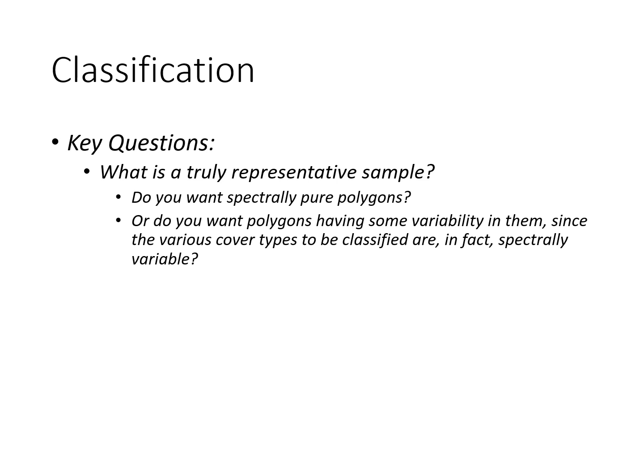So we talked about this before. What's a representative sample of a particular land cover class? We're going to be generating these training data sets. Each individual piece of training data is going to be a polygon with a label. Do you want those polygons to be spectrally pure? That is, do you want to look for areas that have no variability in them? Or do you want to have polygons that have variability in them? Because the various cover types to be classified are, in fact, spectrally variable, right?